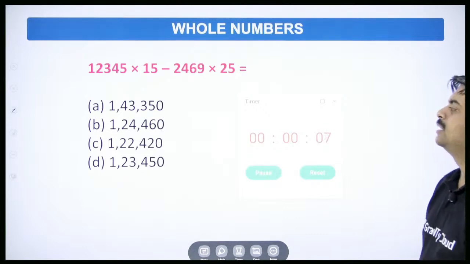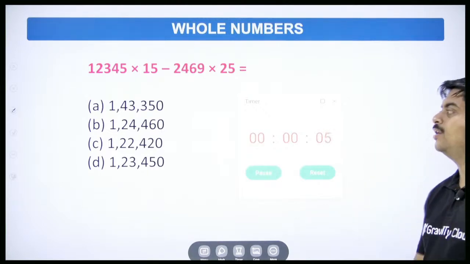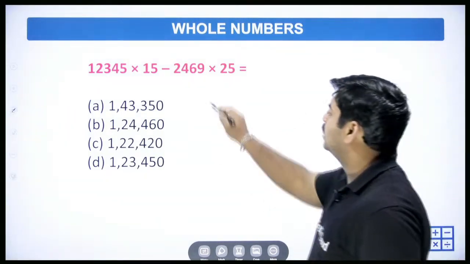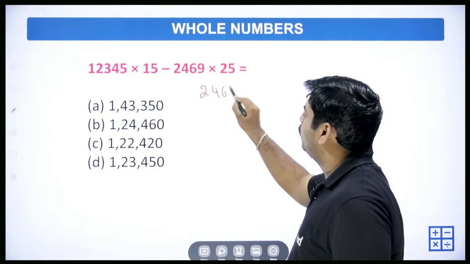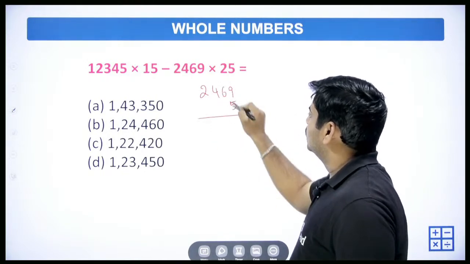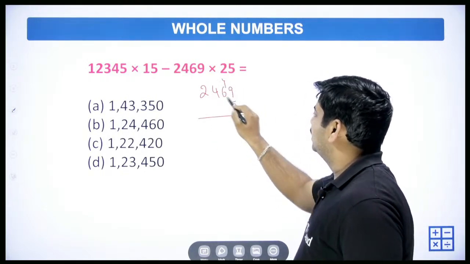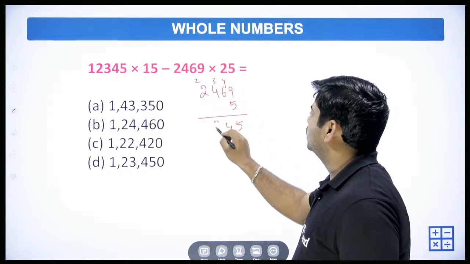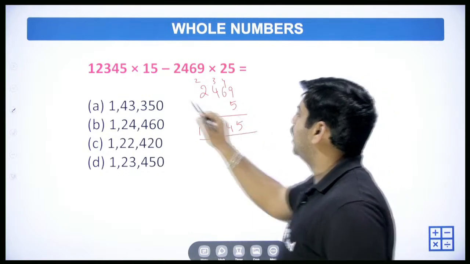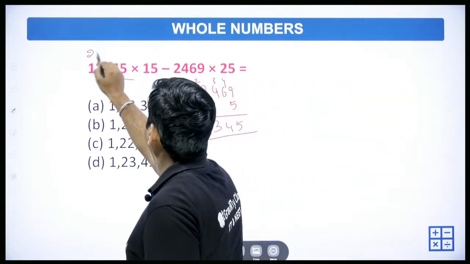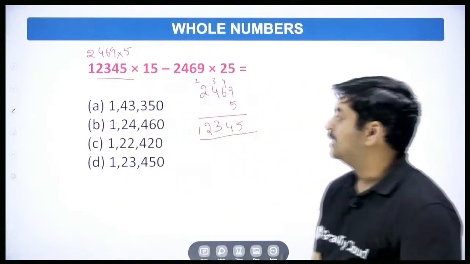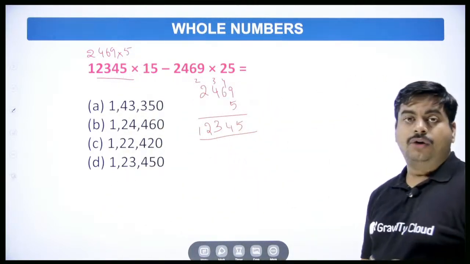It's a very easy concept, to bring some relation between 2469 and 12345. Let me try that. 2469 into 5. Let's try to find 5. 6 9s are 54, 5 6s are 30 and 34... 5 4s are 20 and 23, 5 2s are 10 and 11, 12. So 12345 is nothing but 2469 into 5. Right. So that is enough to take 2469 out common.